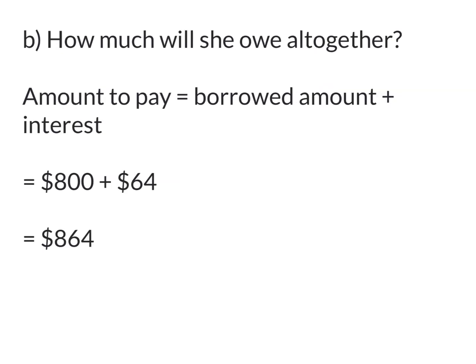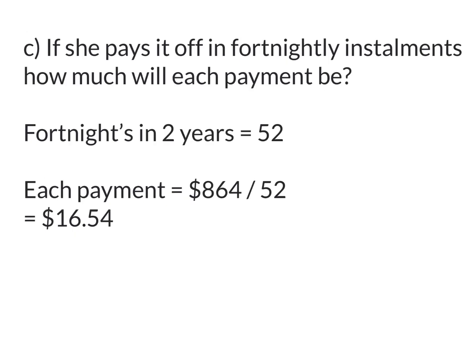How much will she owe altogether? Well, that's going to be the borrowed amount, so the amount she had to borrow, plus the interest, and she had to borrow $800 plus the $64 of interest. And then finally, if she wants to pay it off in fortnightly instalments, then we take the amount that she owes, which is $864, and we divide that by the 52 fortnights that are in 2 years, to get our $16.54.